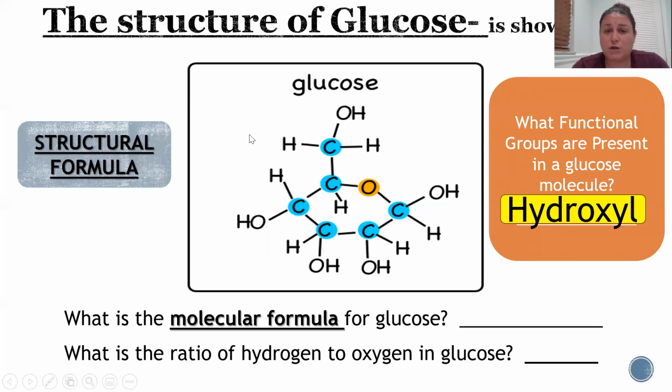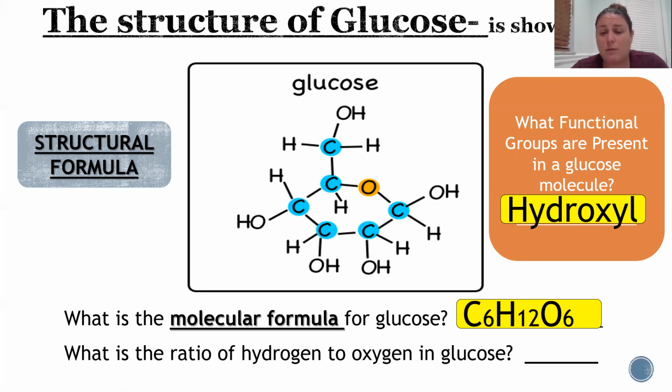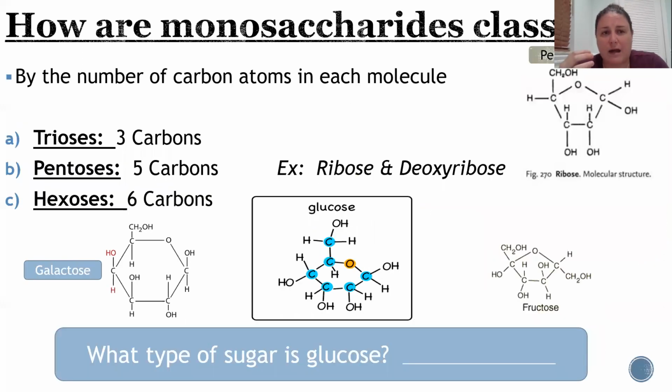Now, if this is our structural formula, what it looks like, the molecular formula is going to be how many atoms of each we have. And so in a molecule of glucose, we have 6 carbons, 12 hydrogens, and 6 oxygens. And you'll notice that we have 12 hydrogens to 6 oxygens. If it was in a fraction, 12 over 6, that would reduce down to 2 over 1, and that's our ratio. There's double the amount of hydrogens as there is oxygens. And so that's our structure of glucose, our monosaccharide.